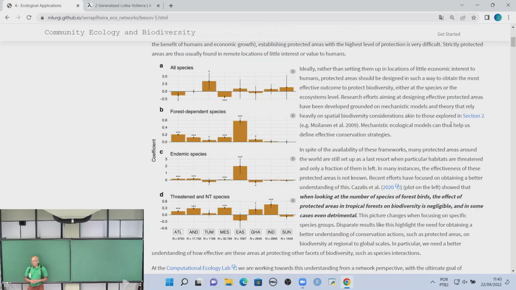So what we are doing at the moment is basically relating the size. My student has taken the protected areas as pieces of land in the map, and then calculating network and community properties within them and relating those properties to different aspects, like for example size, type of habitat, and things like that. So that is the way in which we are doing that at the moment.